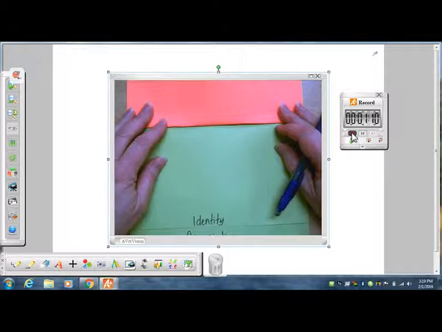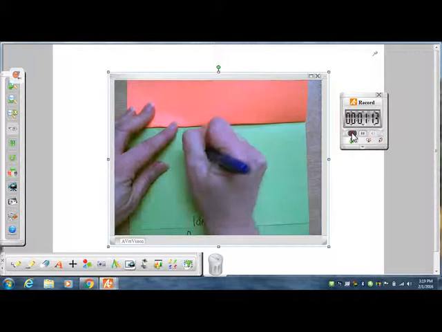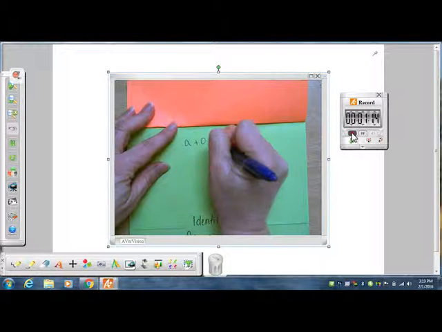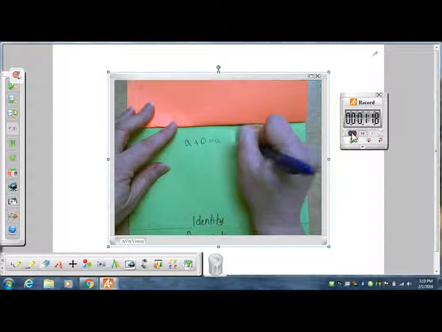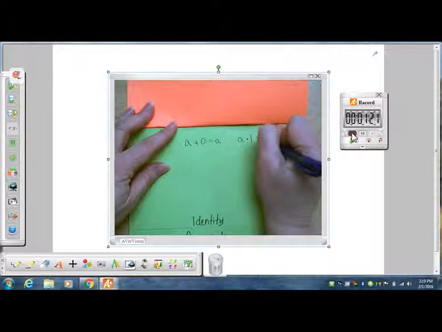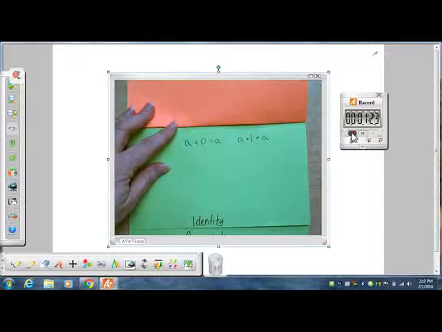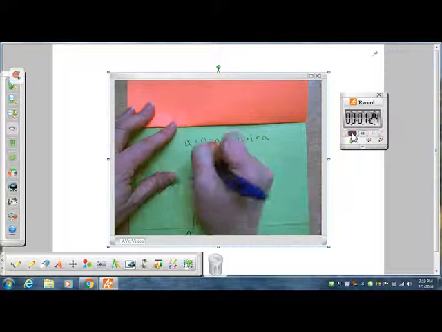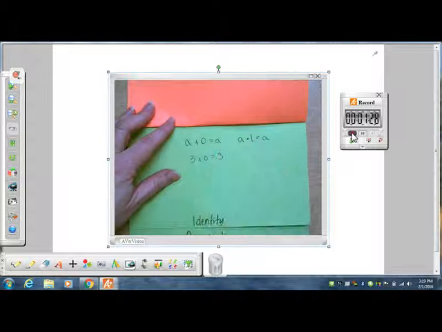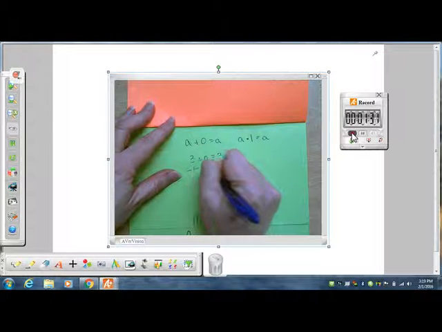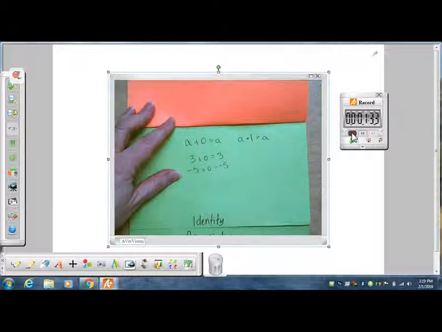The identity property states this: a plus 0 equals a. Or we could take a times 1, and that still equals a as well. So 3 plus 0 is still going to be 3. Negative 5 plus 0 is still going to be negative 5. Okay, it can be a rational number, an integer, a whole number. It can be any of those.